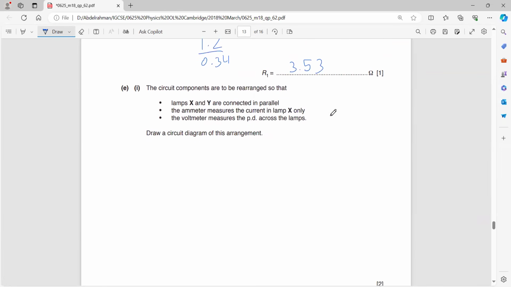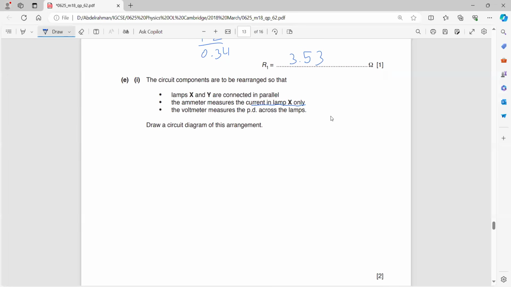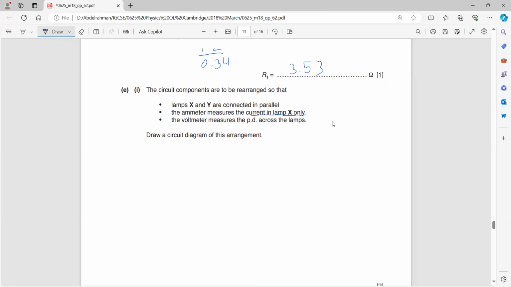Okay, that's quite easy. The circuit components are to be rearranged. Lamps X and Y are in parallel. The ammeter measures the current in lamp X only. Okay, lamp X only. The voltmeter measures the potential difference across the lamps. Okay, this is quite easy. We have both lamps. They are now in parallel, but the ammeter is not measuring the total current. It's only measuring the current in lamp X. Okay.